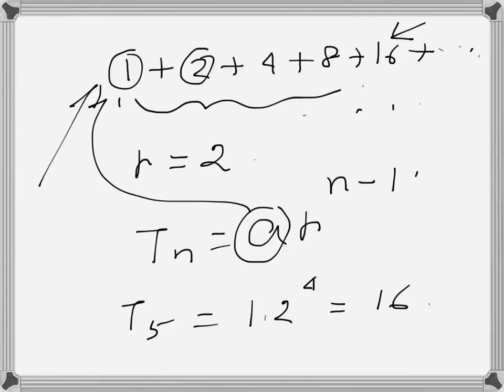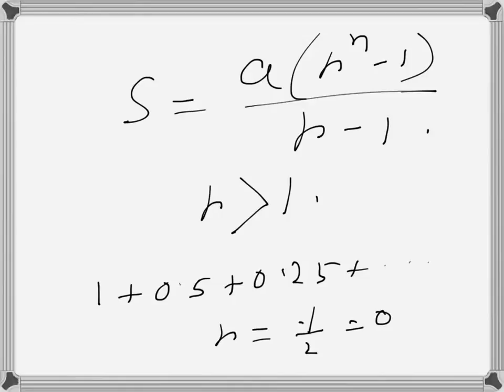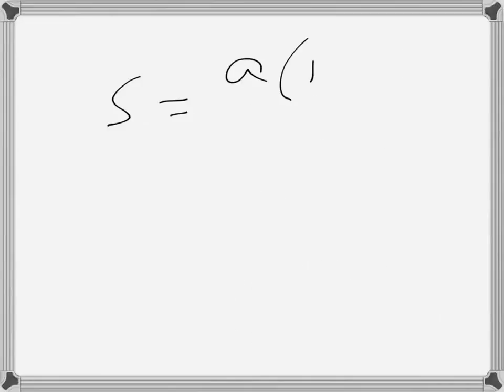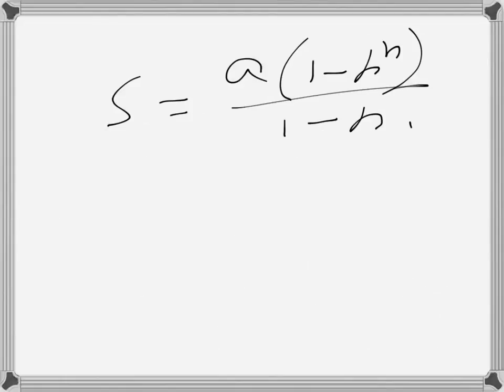We can have a series where r is less than 1. Let's say we have a series 1 plus 0.5 plus 0.25 and so on, that means r is half or 0.5. So here r is less than 1. If we have a series where r is less than 1, the sum of the series is a times 1 minus r to the power n, over 1 minus r, because with the other formula it will get negative. So this is the expression for the sum when r is less than 1.